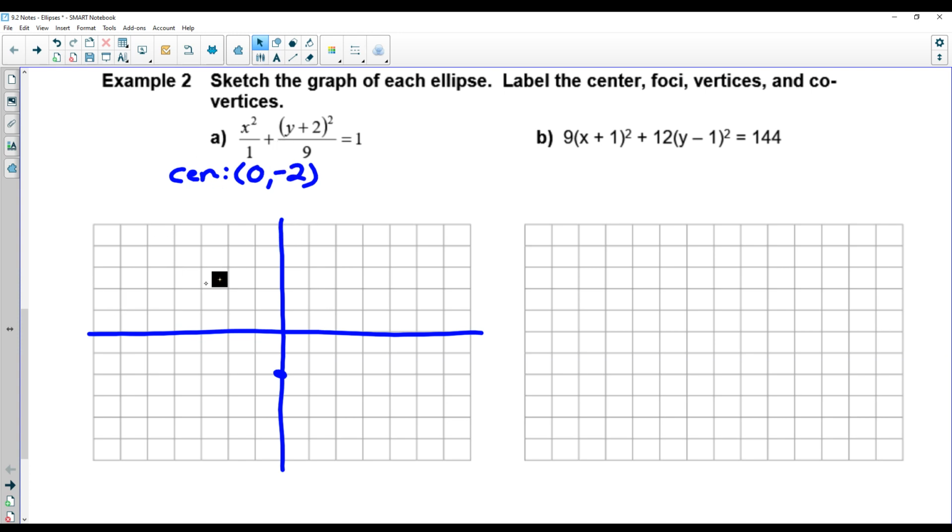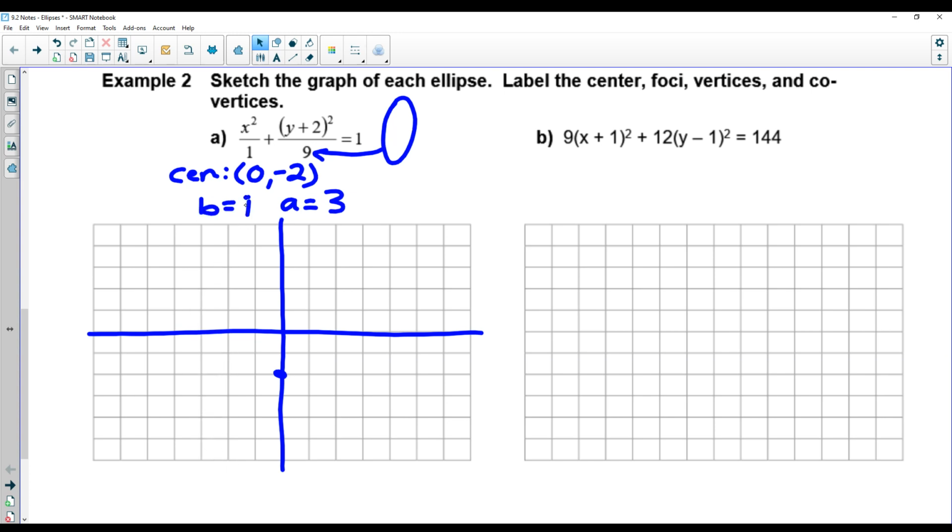All right, my A value. Now this time, this is the first time we've run into this. The A value, the bigger value, because remember, the bigger value is always A. The bigger value is underneath of y. So that means this one is going to be stretched vertically, not horizontally. Okay, the bigger value being underneath y is going to stretch it vertically. So my A value is always the bigger value. It's going to be 3. Remember, that's A squared, so A is 3. And then B is going to be 1.